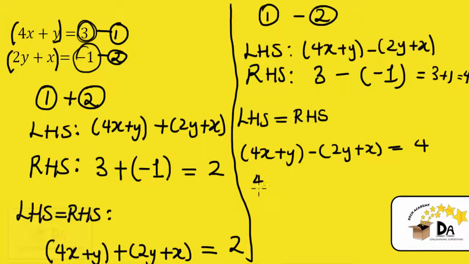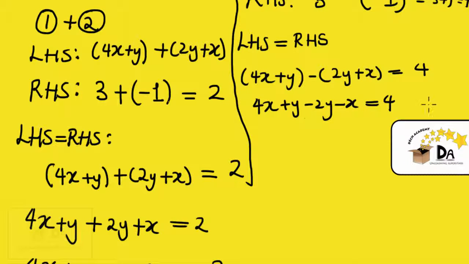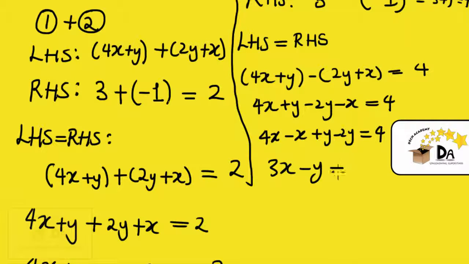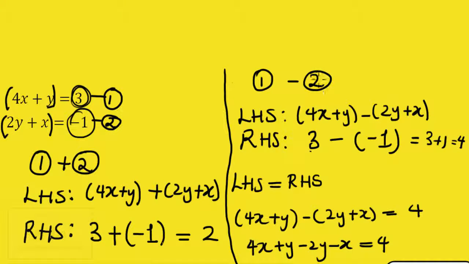Dropping the brackets gives 4x plus y minus times 2y is minus 2y. Minus times plus x equals minus x equals 4. So we can stop here, but we can also go ahead to simplify. Let's bring like terms together. All terms involving x, put them next to each other. Terms involving y together. And simplifying gives 3x minus y equals 4. And that's what we get when we carry out this subtraction.